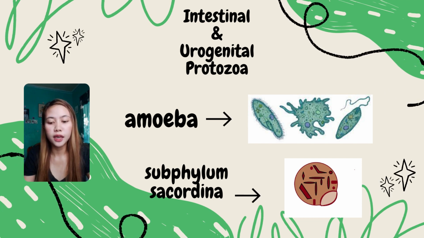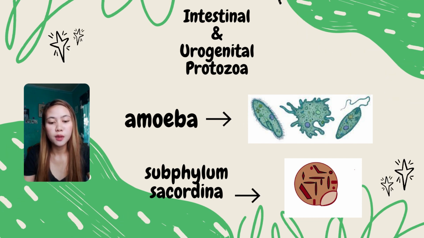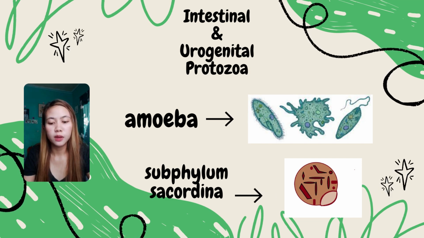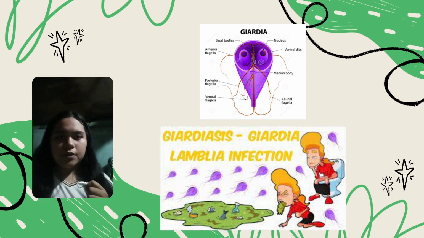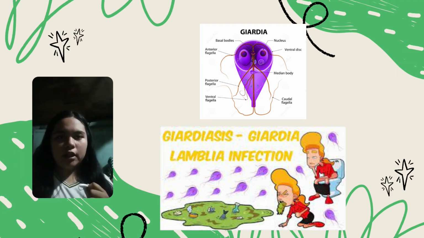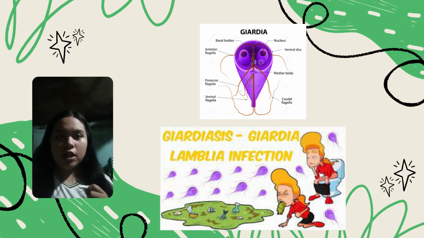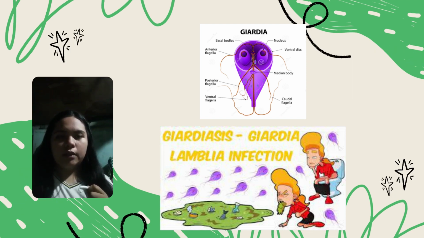An asymptomatic carrier state is a patient with no symptoms but who reproduces and passes out the parasite in feces. Let's proceed to Giardia lamblia or Giardia intestinalis, which is under the classification of subphylum Mastigophora. Important properties and life cycle.